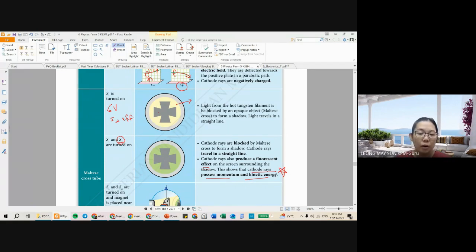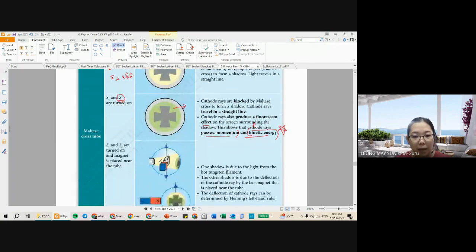So do take note, when there is no extremely high tension, S2 is off, it's just normal light with a black shadow. But if there is, the electrons released are accelerated, and when they hit the screen, it will become fluorescent. It will have that fluorescent effect because the cathode ray, or the electron beam, has momentum. They convert the kinetic energy to light energy. That's why it has the fluorescent effect.